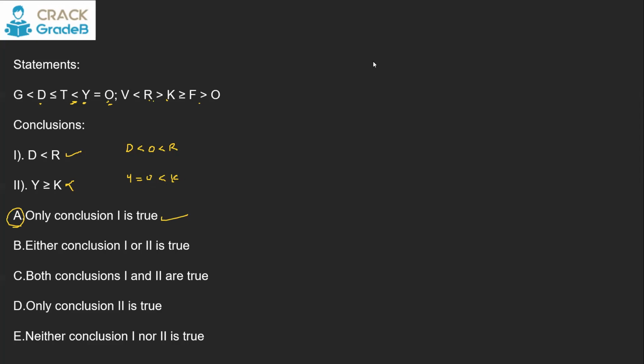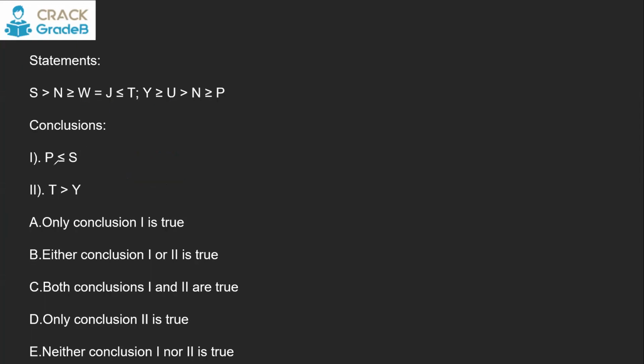Let's see the next one. We have to compare P and S. Now between these two chains, the common element here is N. As you can see, N is greater than or equal to P, and S will be greater than N. So S will definitely be greater than P. So it is not correct. S has to be greater than P.